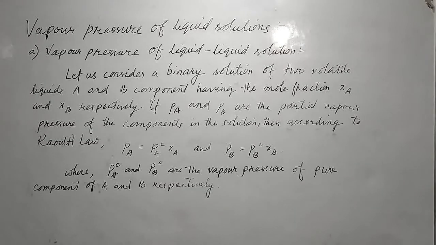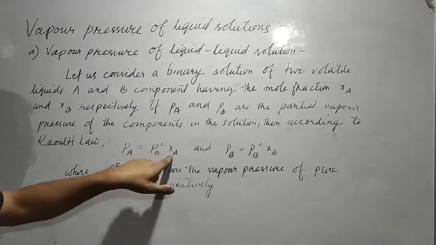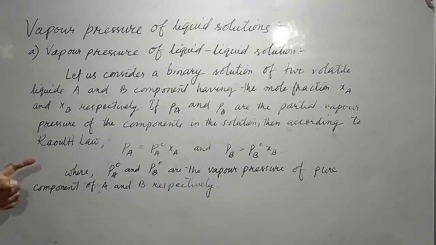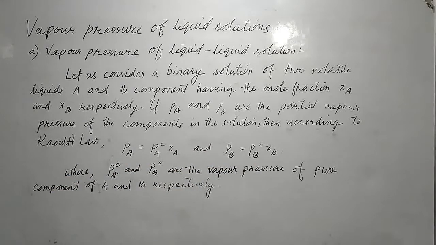Let us consider a binary solution of two volatile liquids, say components A and B, having the mole fractions XA and XB respectively. If PA and PB are the partial vapor pressures of the components in this solution, then according to Raoult's law we can write PA is equal to PA degree into XA, their product. PB can also be written as PB degree into XB, where PA degree and PB degree are the vapor pressures of the pure components A and B respectively.